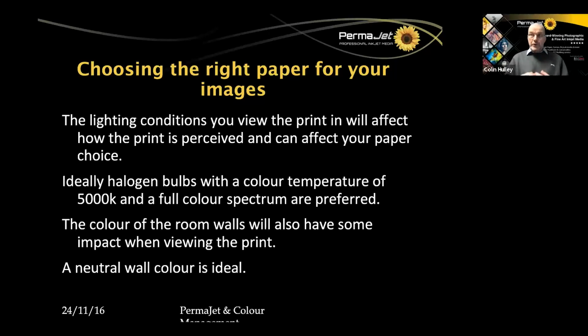If you have a room dedicated to printing in, and a number of people do, like a small box room or an office, consider the lighting. We recommend halogen bulbs with a color temperature of about 5,000 Kelvin and a full color spectrum, and you can buy those online if you just Google them. That's going to give you consistent lighting, just like using a daylight viewing lamp, which is something like an Anglepoise that we sell. You can get information on the daylight viewing lamp at permajet.com.